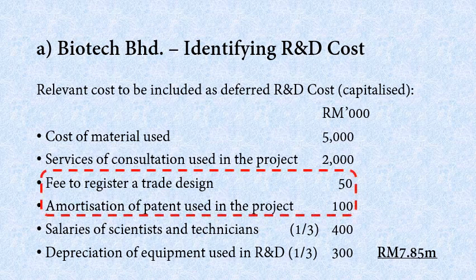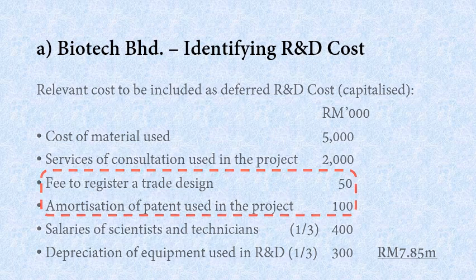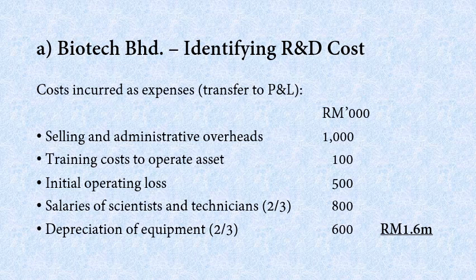Now, as for the fee to register a trade design, perhaps it is a design specifically developed and used in the project. And the amortizations of patent could be related to an equipment or a processing that has been developed in another research and development project and being used in this project. Therefore, the amortizations of the intangible asset, in this case the patent, must also be included in the relevant cost of research and development costs of this project. As for the rest of the costs, there are non-relevant costs, thus all of them will be expensed.